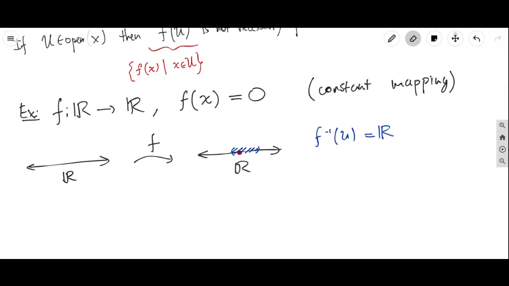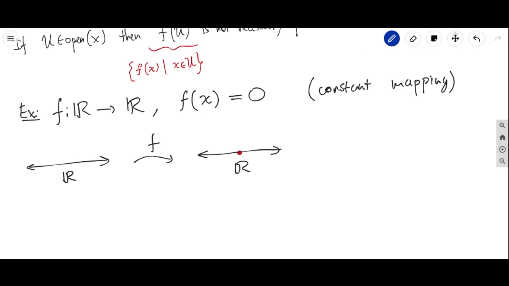So you can easily see, by thinking this through carefully, that the constant mapping under this open set condition is a continuous mapping. You don't even have to use delta epsilons here. You can just see what happens with open sets. So this is a continuous mapping. Now let's see what happens with the forward image.